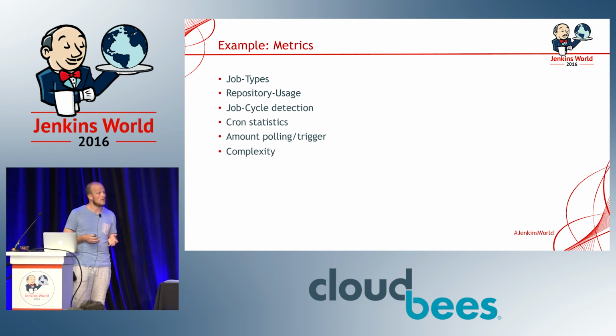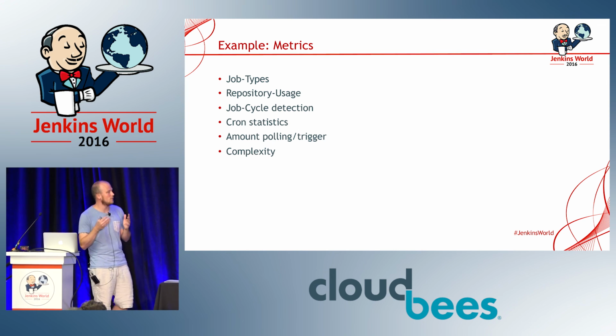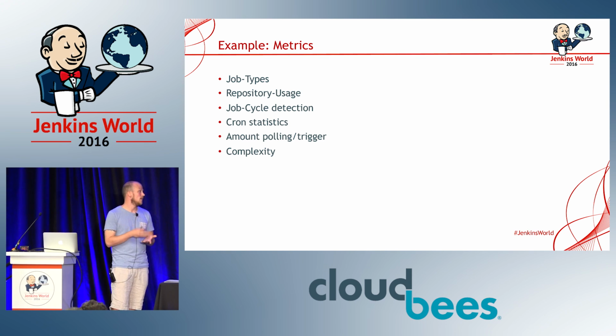You can measure the repository usage. You can even detect job cycles or cron statistics. You can measure the amount of polling and triggering jobs just for performance reasons. Or you could measure complexity. Like I said before, it's getting a little bit difficult when you want to compare freestyle jobs with pipeline jobs.